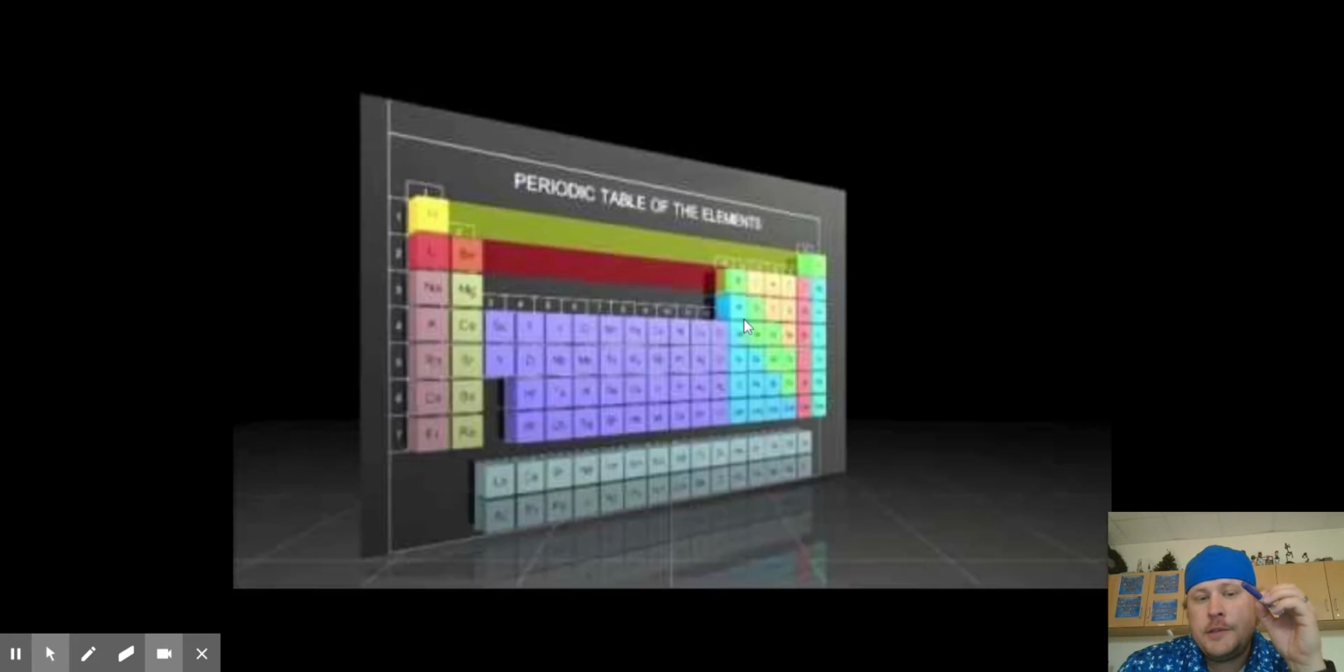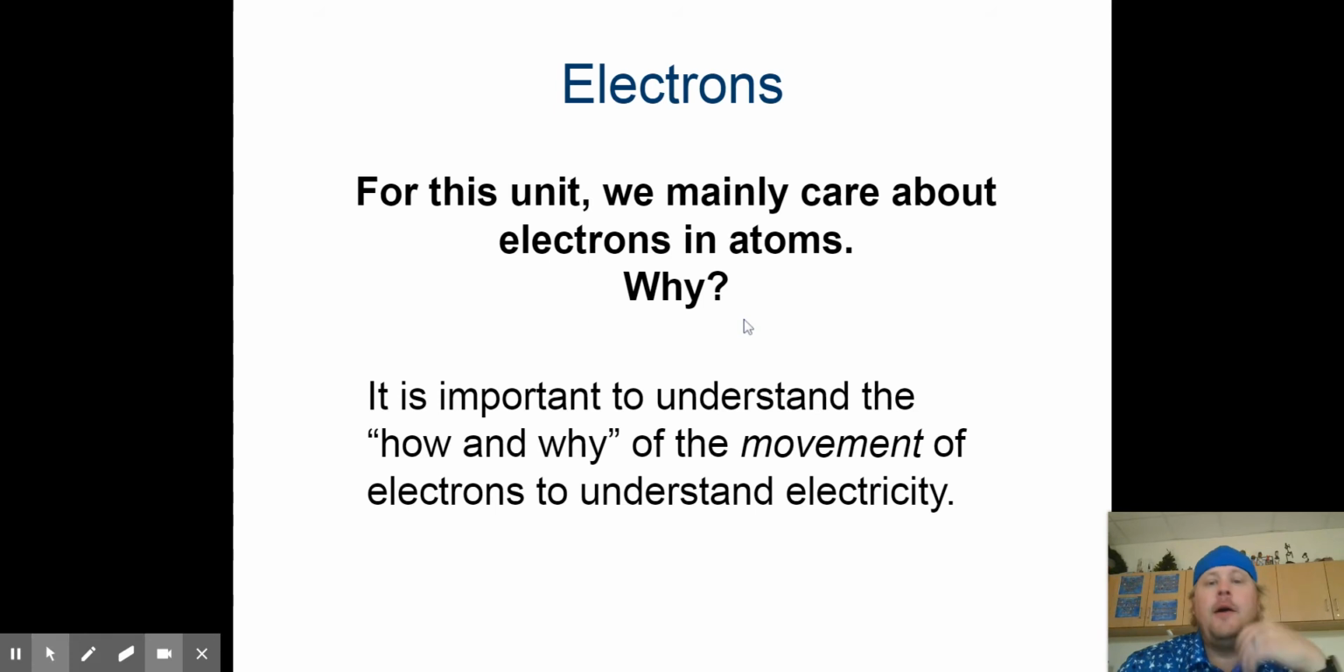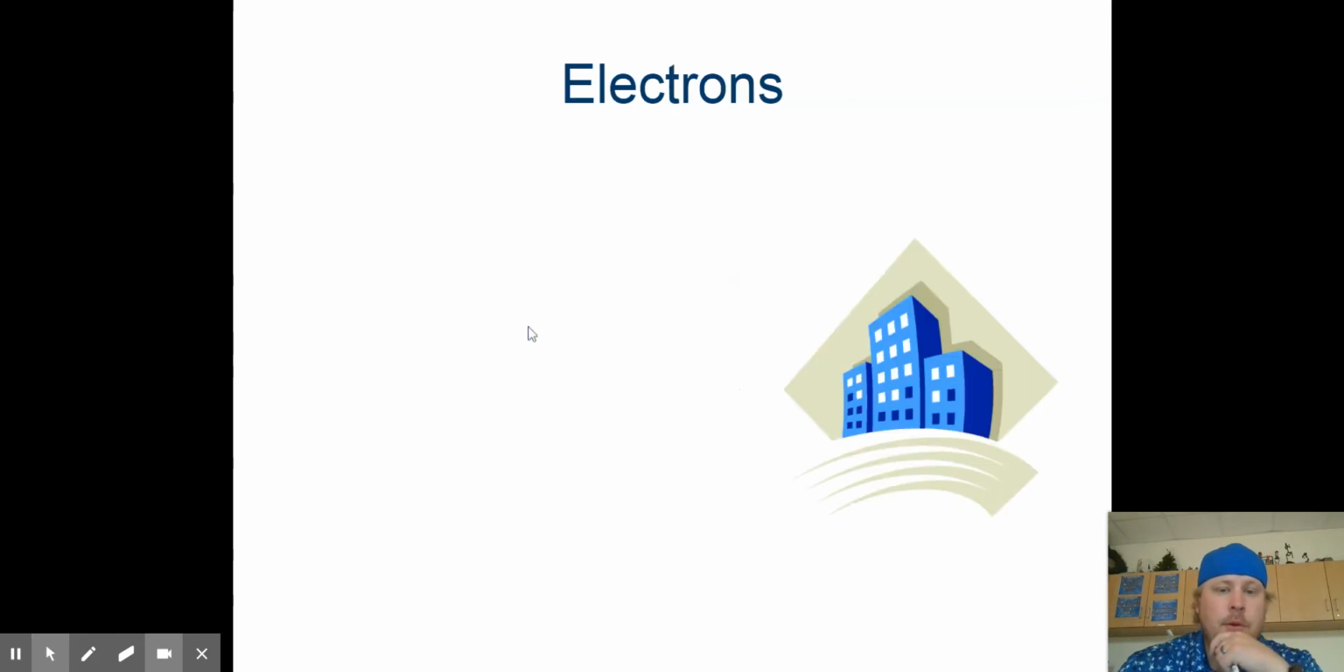So when we continue to look at an atom, we are now going to start talking about what in the world the roles electrons play, okay? This part right here, you don't have to write down, but it is pretty straightforward where it says, in this unit, we mainly care about electrons in atoms. Why? It's important to understand the how and why of the movement in order for us to understand how electricity works. And that's our ultimate goal. Between this big lesson and our future lesson, we're going to be learning about how electricity works. And that is due to this lovely thing called an electron, okay?